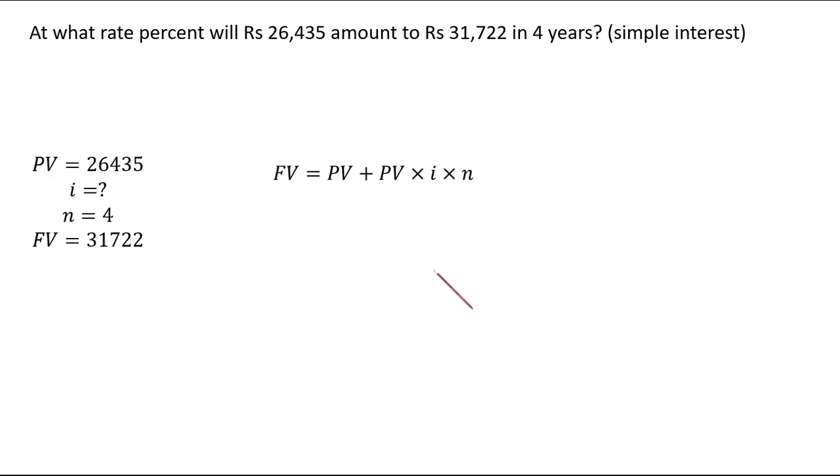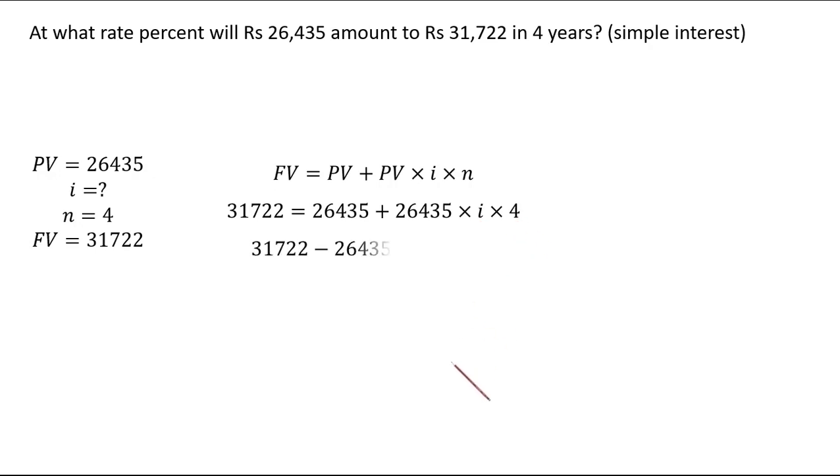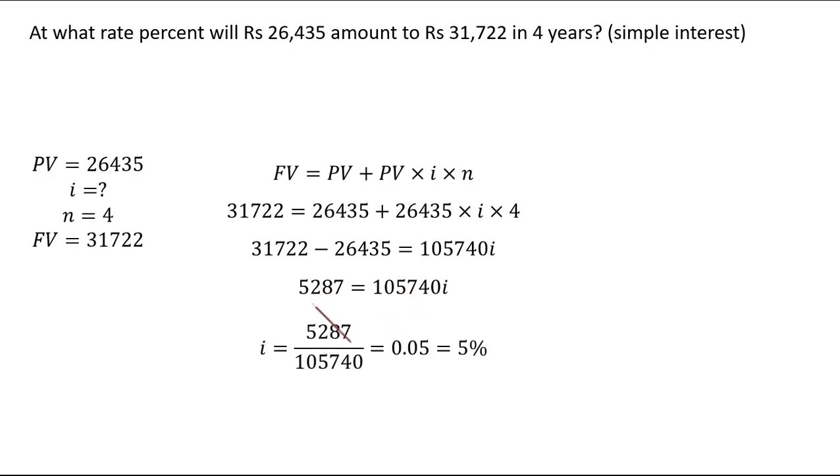We use the same formula. We substitute in the numbers. We take this 26,435 on that side, and we multiply the 26,435, i and 4 on this side. So we get 31,722 minus 26,435 is equal to 1,05,740 multiplied by i. We subtract these two to get 5287, and the right hand side remains as it is. Finally, we divide this number to get 5%.